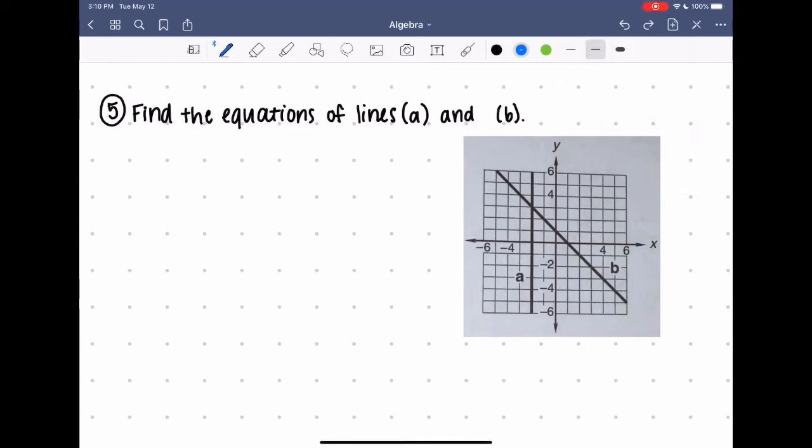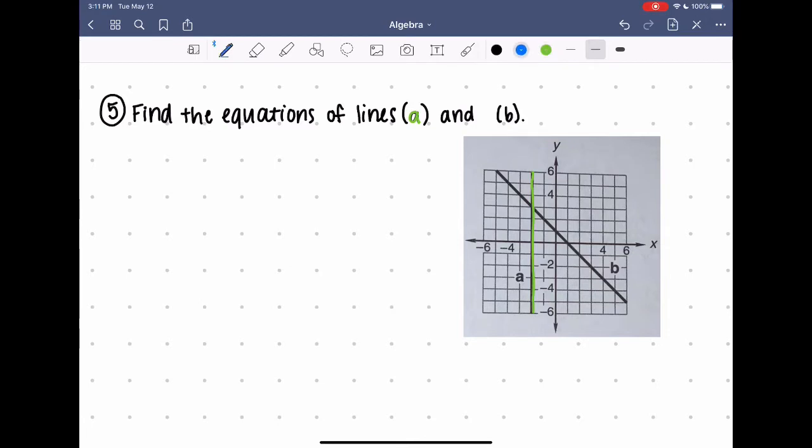Okay, let's find the equations of lines A and B. So I'm going to start by doing line A because that one's pretty simple. Line A is just a vertical line. And if you recall, the vertical and the horizontal lines are the easiest for us to find the equations for.